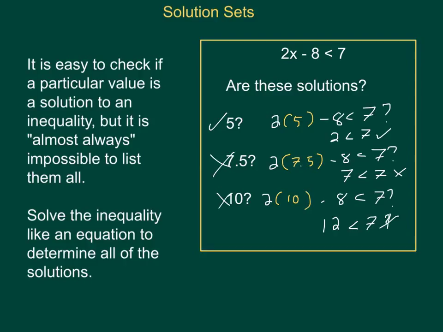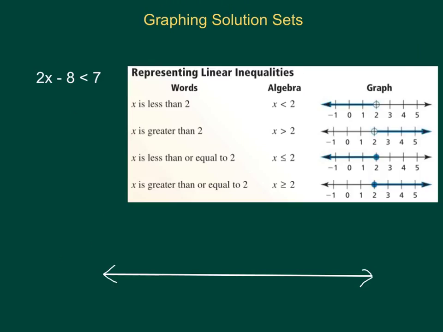And so what we have here is one of our solutions, but we actually have an infinite number of them. We just haven't listed them all. We can't list them all because there's infinitely many of them. So we want to figure out a way that we could figure out what all of the solutions are. And the way we would do that is by solving the inequality. We treat it like an equation in order to solve it. Let's take a look at exactly how we would solve that inequality and then how we can use a graph to represent the solution set.